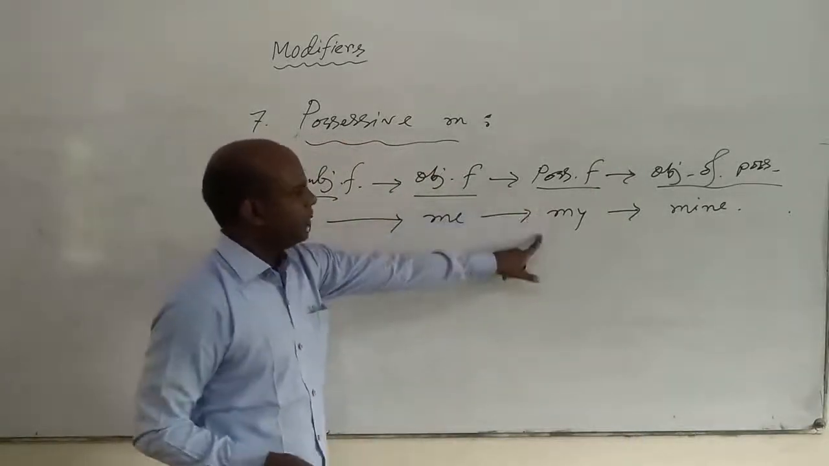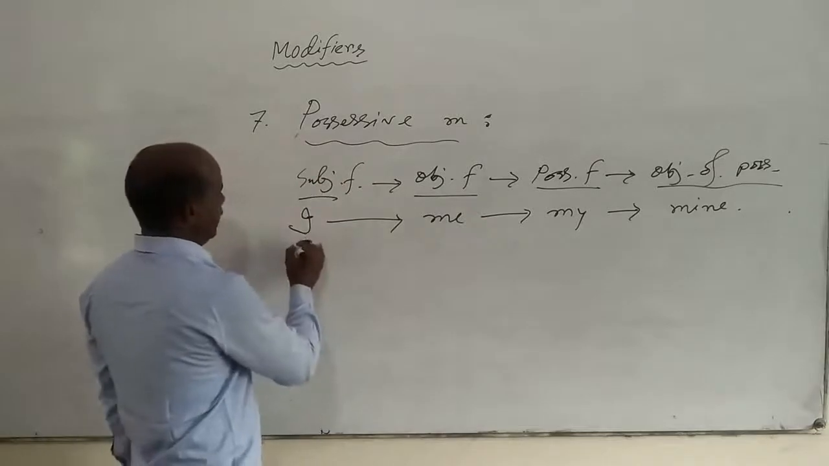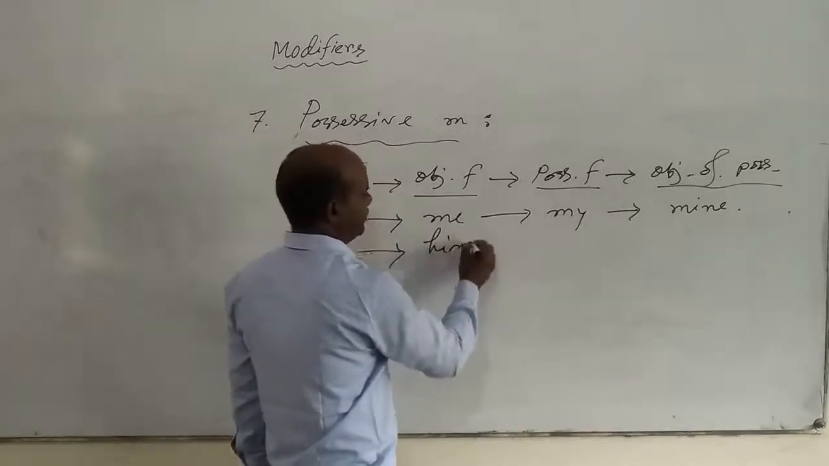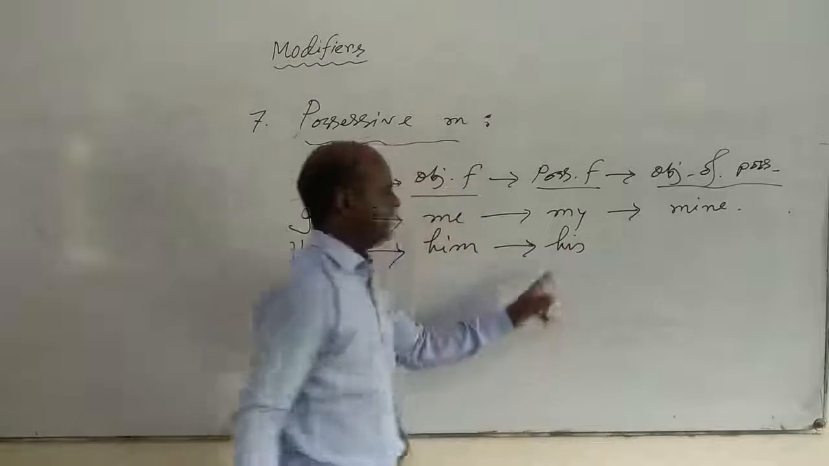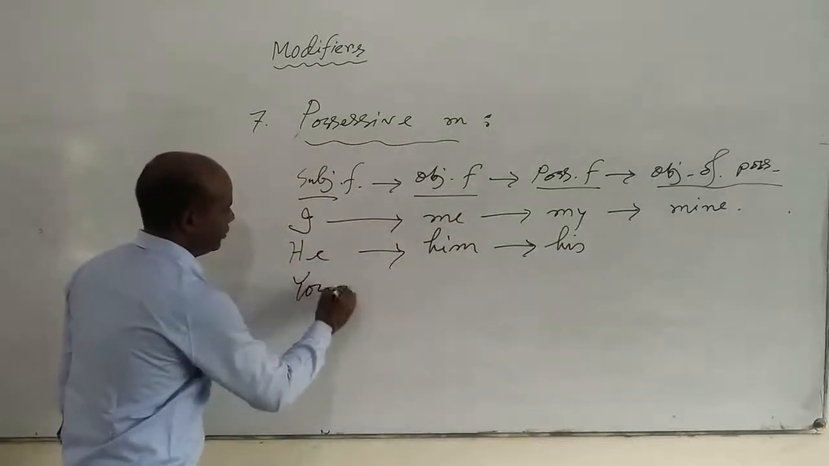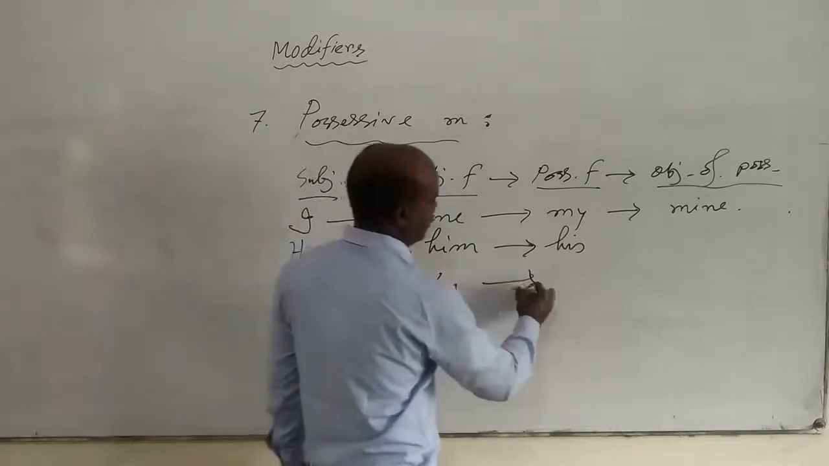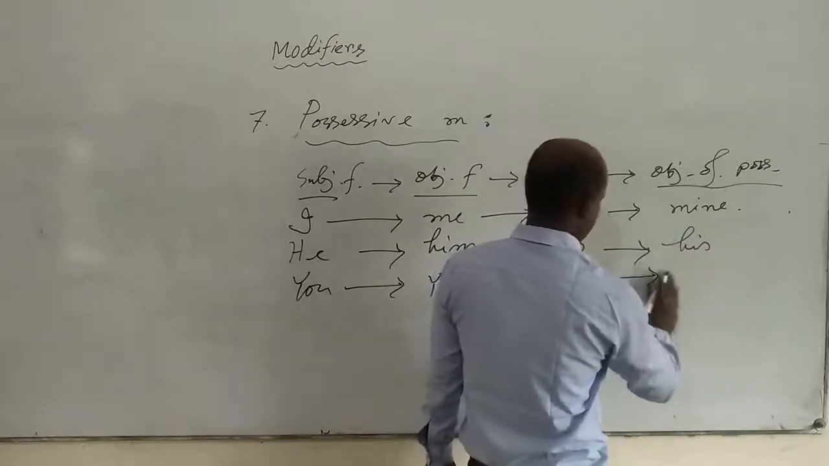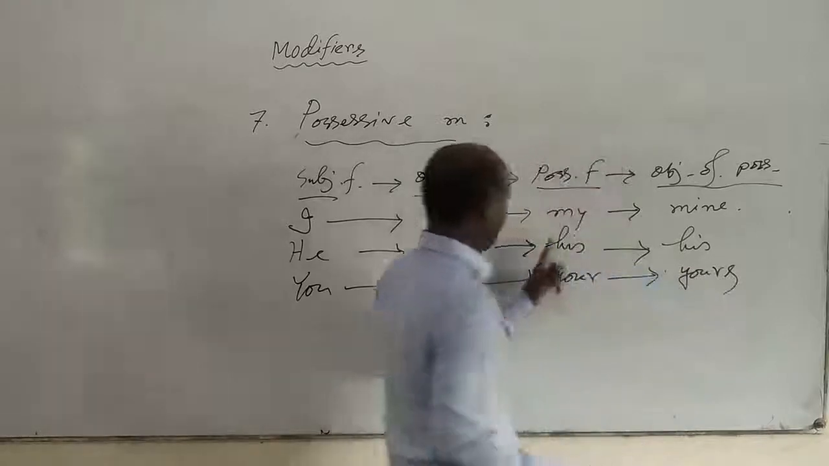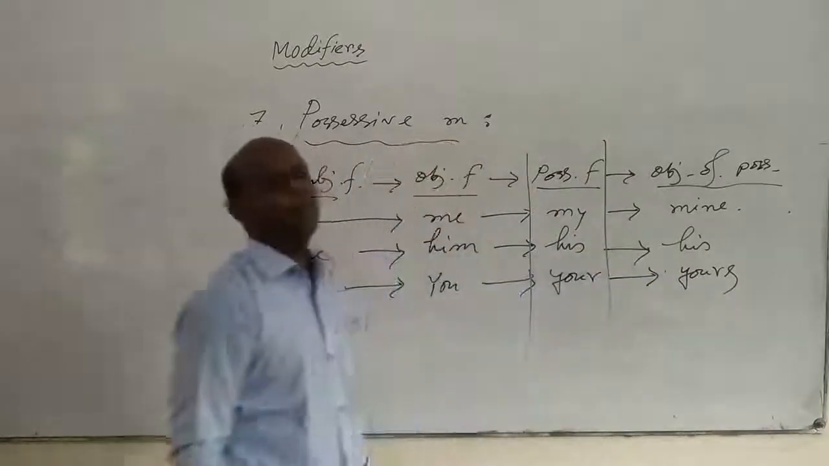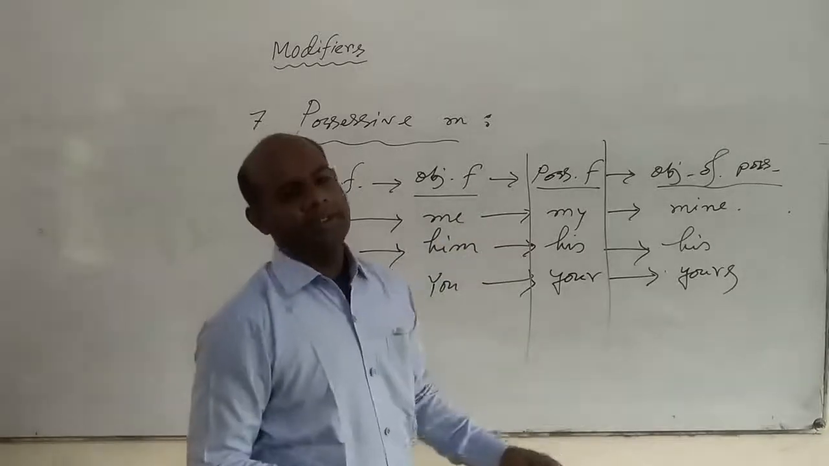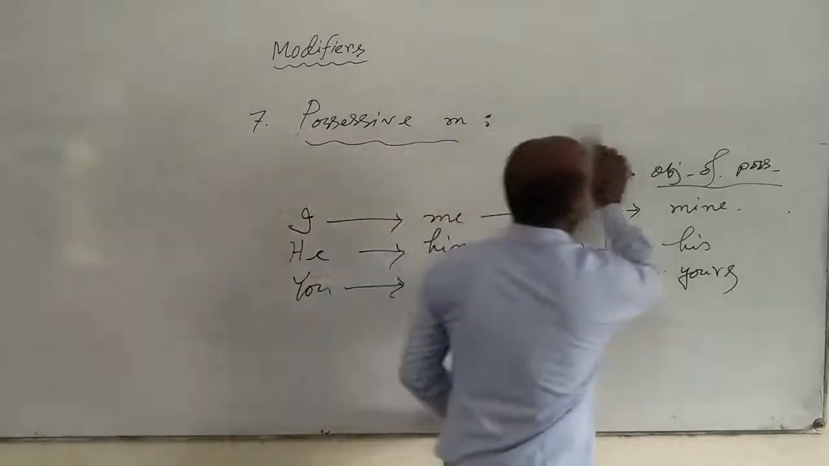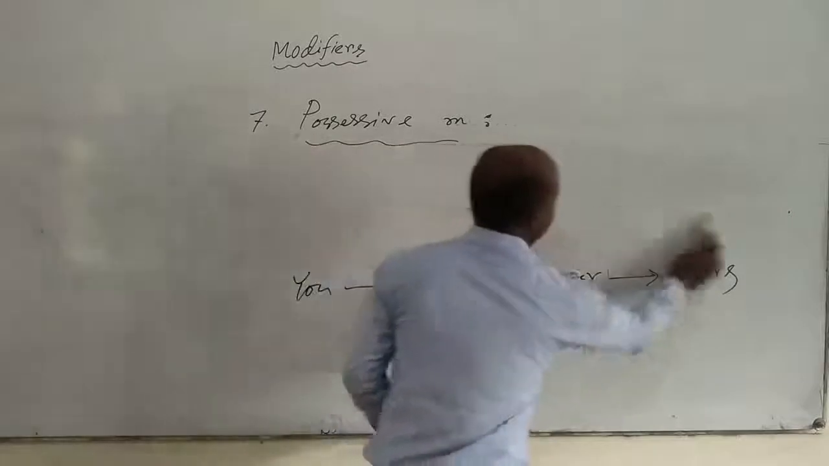So these are actually possessive. Here if we take pronouns: he, him, his, it, you, and so on. This possessive pronoun has another name, possessive modifier. But shall we clarify with this example?